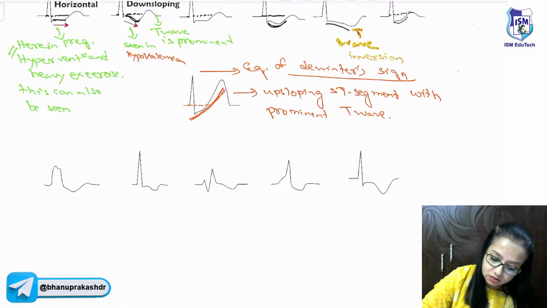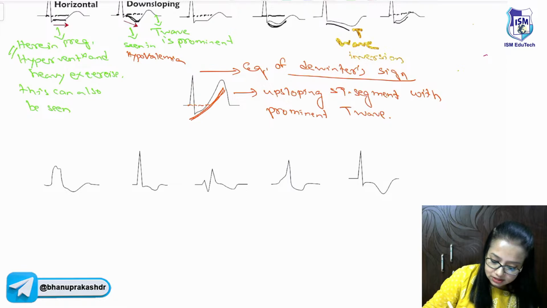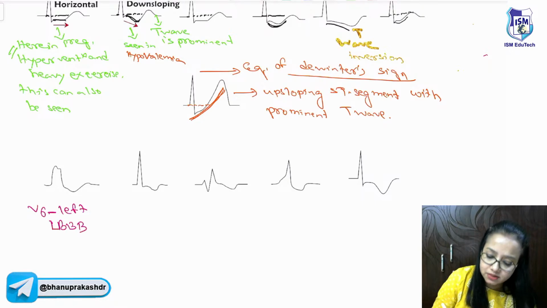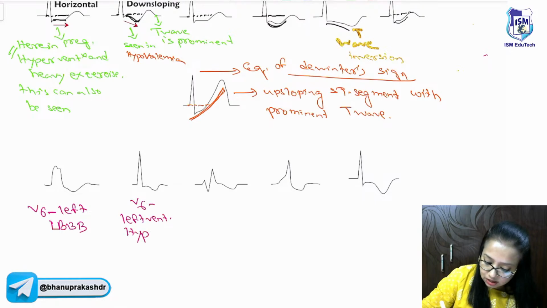Now here below we see examples of various conditions of the blocks. So this one is in lead V6, which is the left bundle branch block as studied. Here you see the fragmented R wave. The ST segment is downsloping, depressed, with an inverted T wave. Now here you see V6 left ventricular hypertrophy.